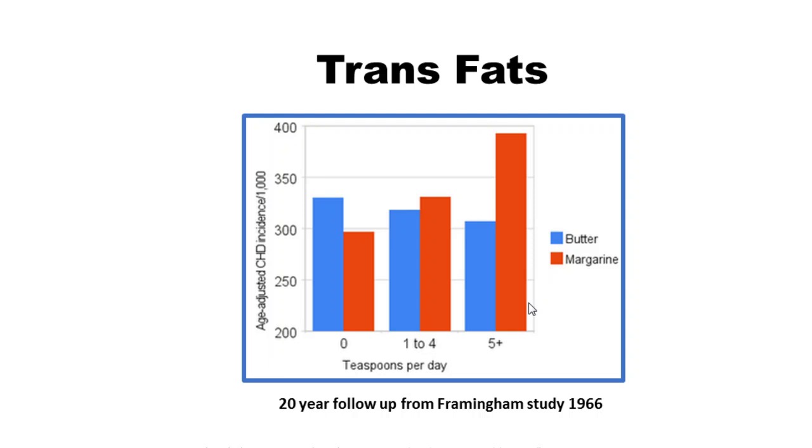And then by 1997, you had studies from Framingham. This is 20-year follow-up data from Framingham, which showed that people who ate a lot of margarine were dying a lot.